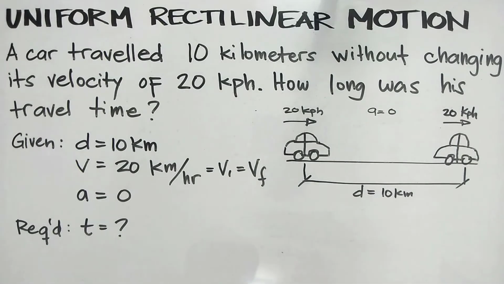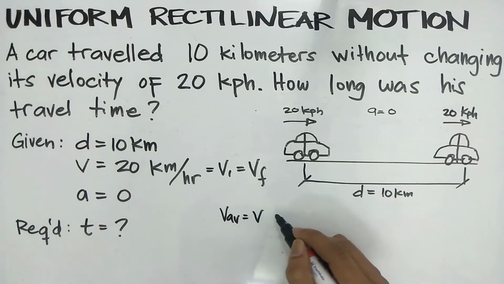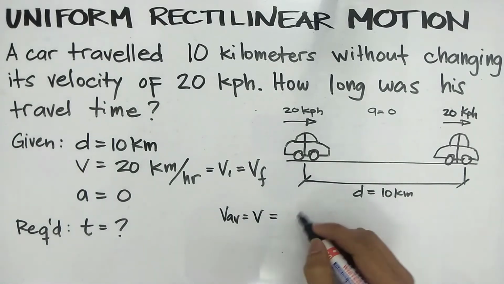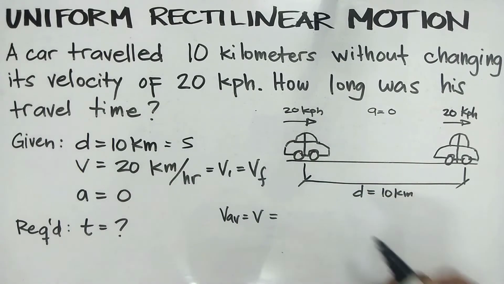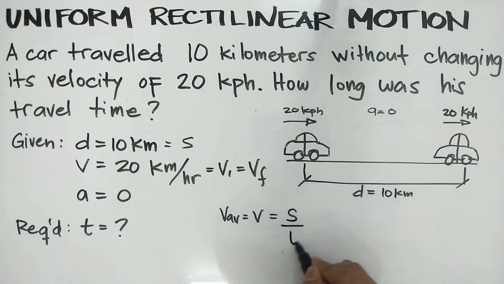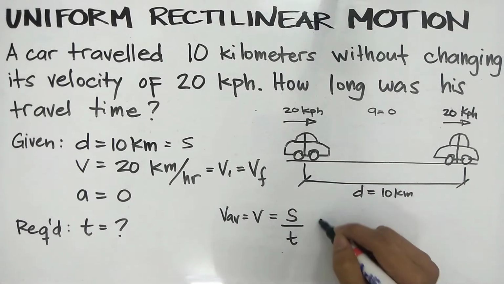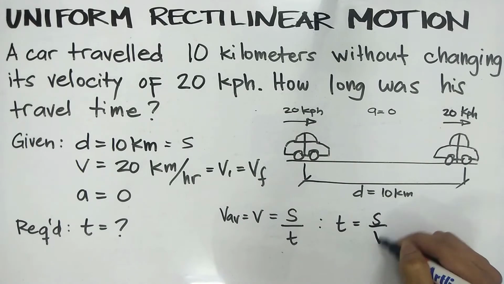So to solve for this one, we are looking for the travel time, the average velocity. This is simply equal to V, which is just equal to the distance traveled. This can also be written as S. So this is S over T, the distance traveled over the time interval that we are considering. So we are looking for the time interval. So let's manipulate the equation. This will be written as T is equal to S over V.